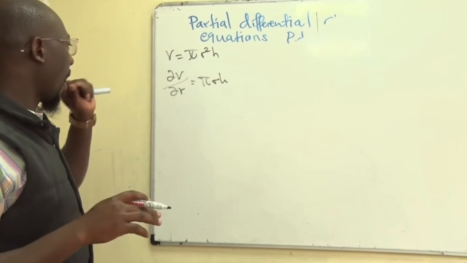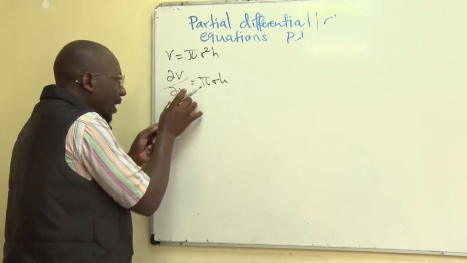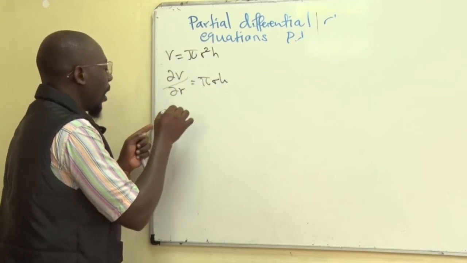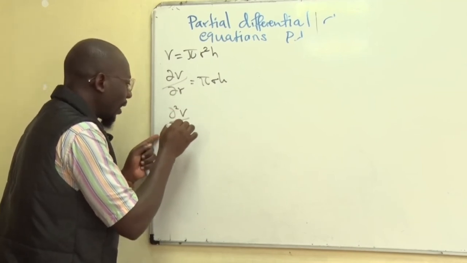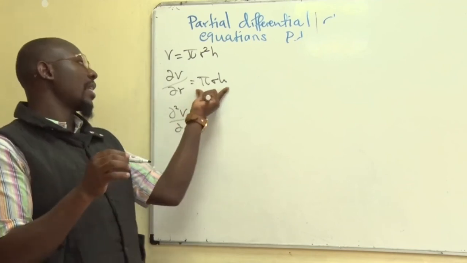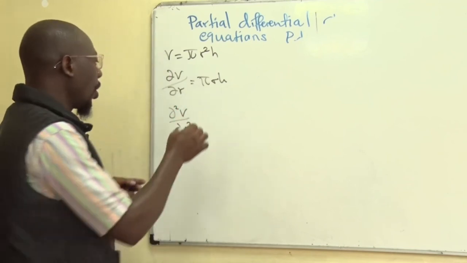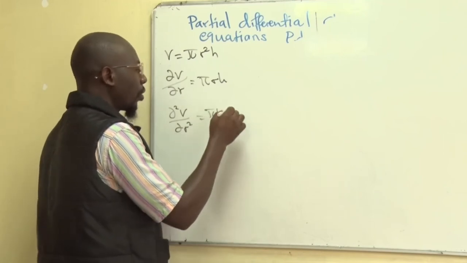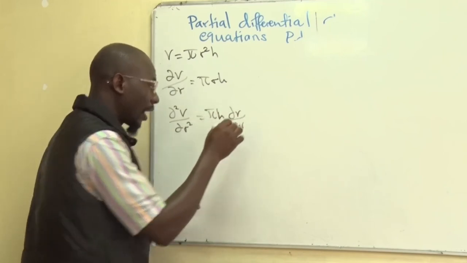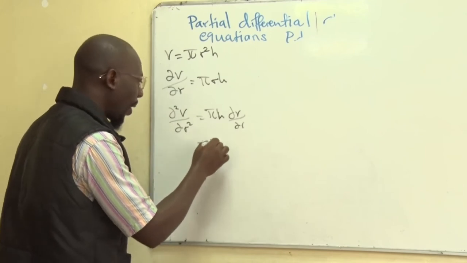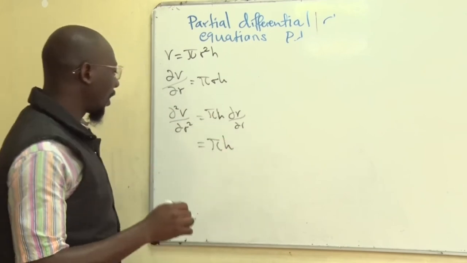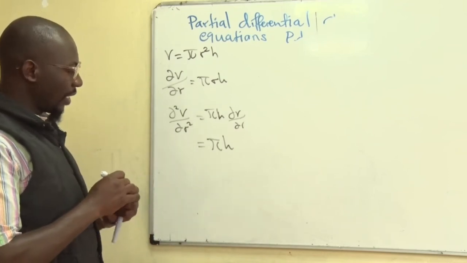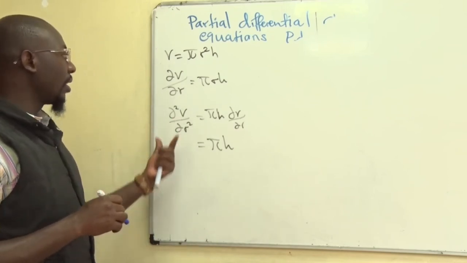That is our dv over dr. What about if you differentiate again this function, such that you get d squared v over dr squared? It means that you now differentiate this function again with respect to r. You shall get, treating pi h as a constant, dr over dr, that one is 1. You shall get 2 pi h as your d squared v over dr squared. And our d in this case is a del.